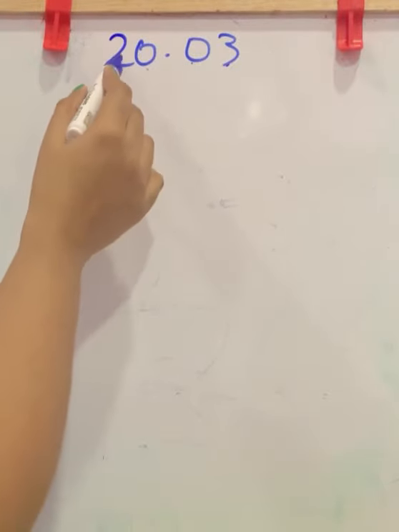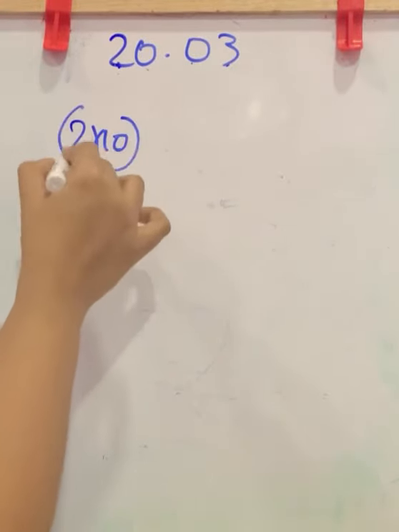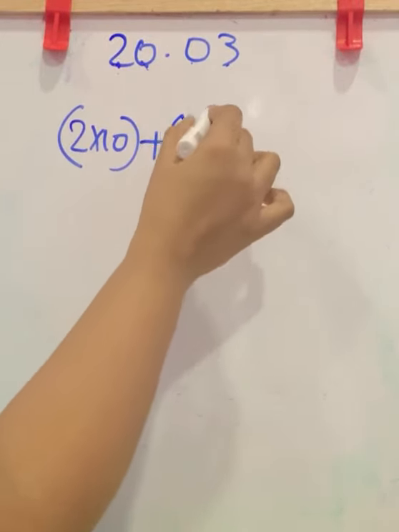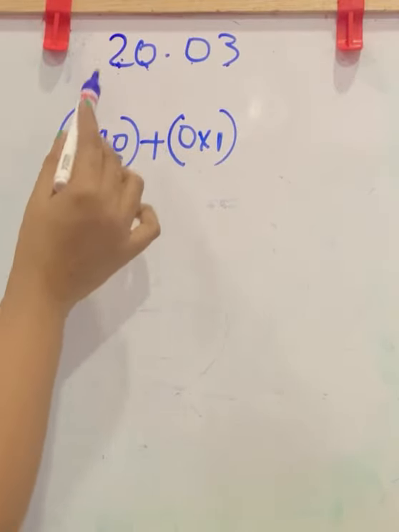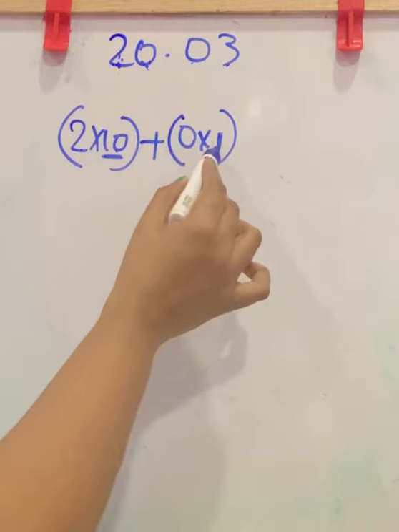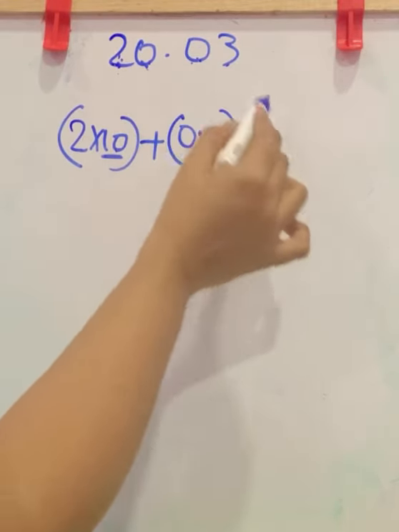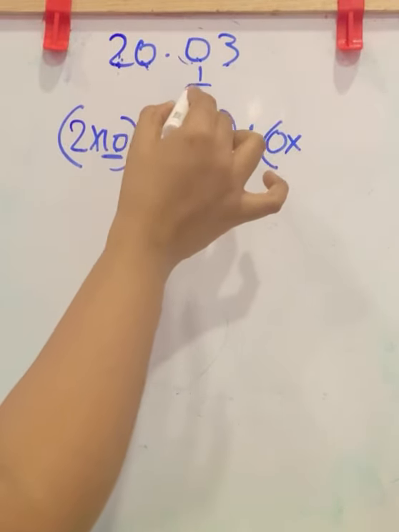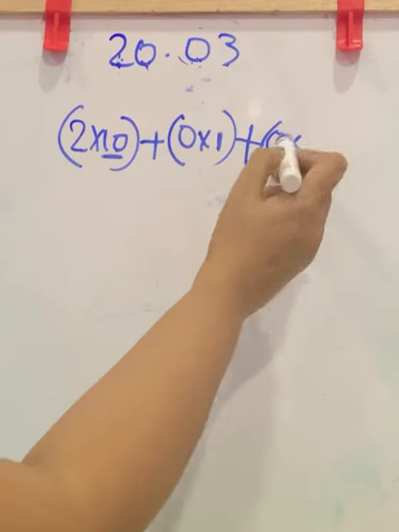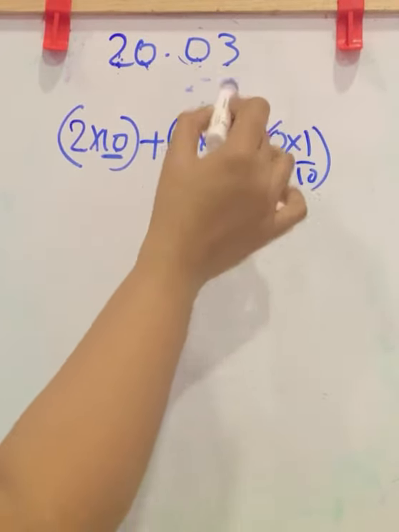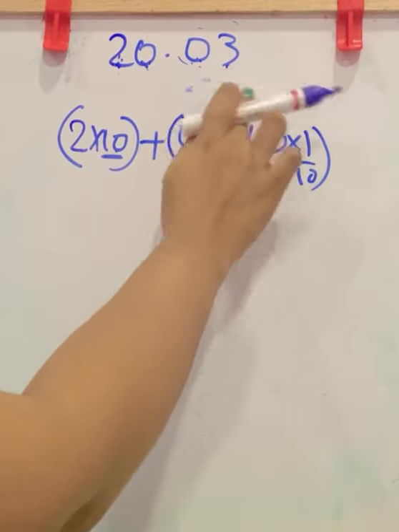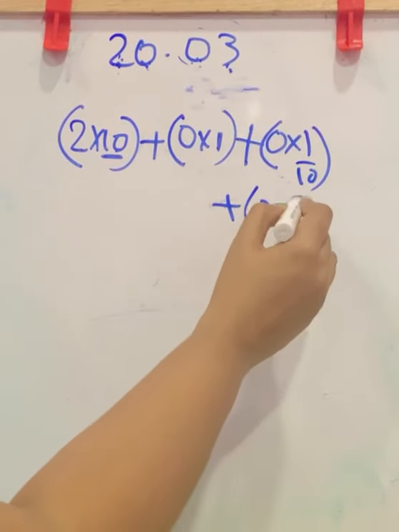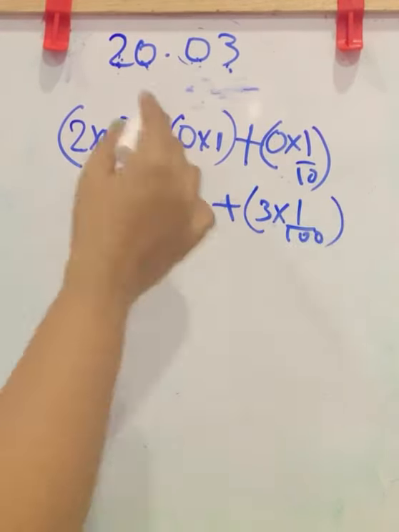This we can write it as, this is tens place, so 2 into 10 bracket plus, this is in units place, so inside the bracket 0 into 1, this is tens position, so 2 into 10 plus 0 into 1. Now plus this we will write it as 0 into, this position is 10th place and its value is 1 by 10 here. So we will write 0 into 1 by 10 plus this is 1 by 100th position. This is 1 by 100 value. So 3 into 1 by 100. This is the expansion of 20.03.